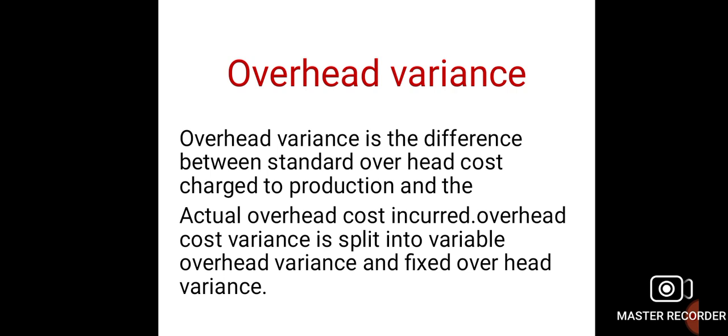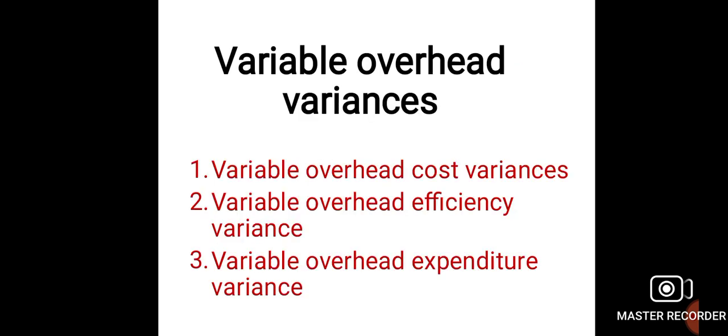Variable overhead variance includes variable overhead cost variance. Variable overhead cost variance is the difference between the actual variable overhead and standard variable overhead cost for actual output. Variable overhead cost variance can be divided into variable overhead expenditure variance and variable overhead efficiency variance.